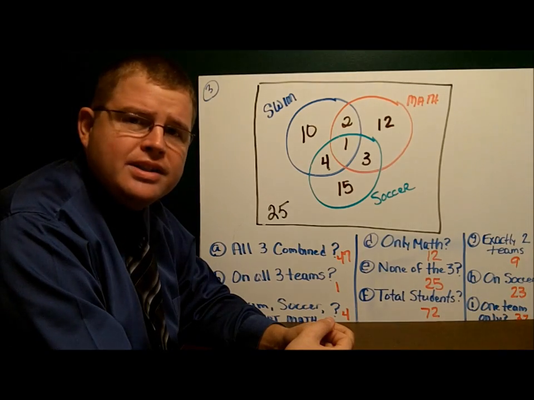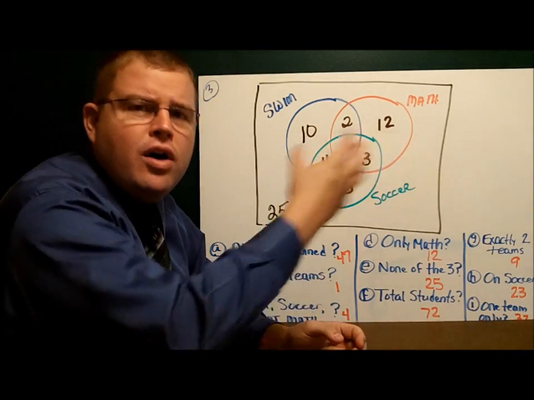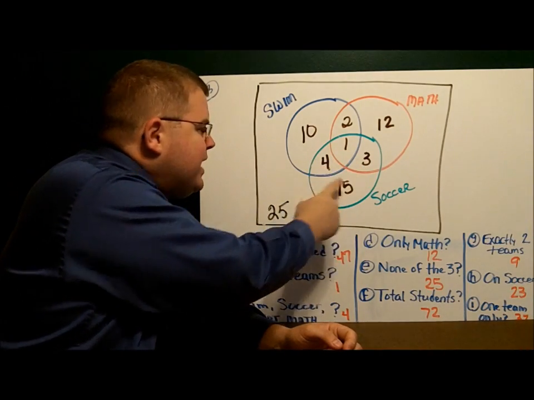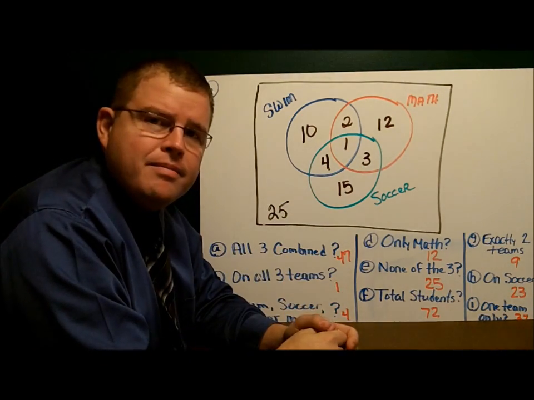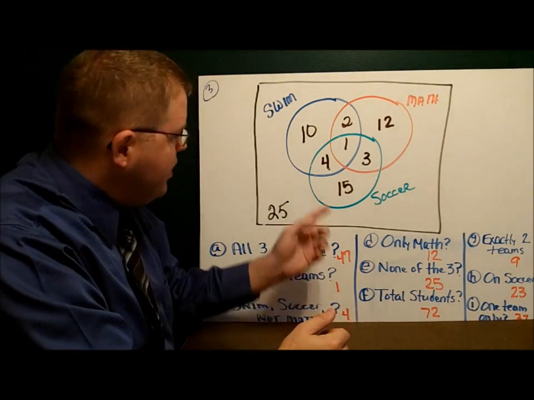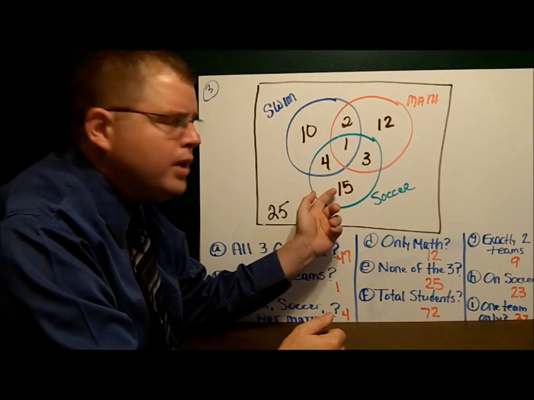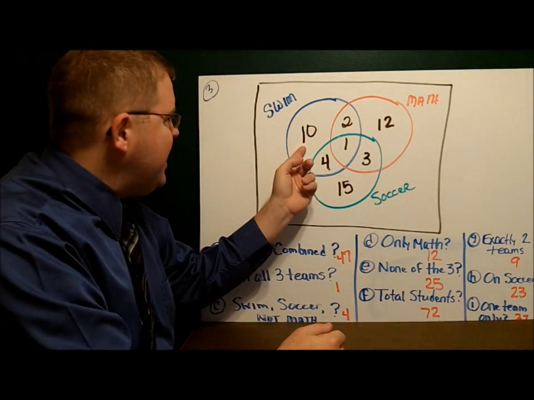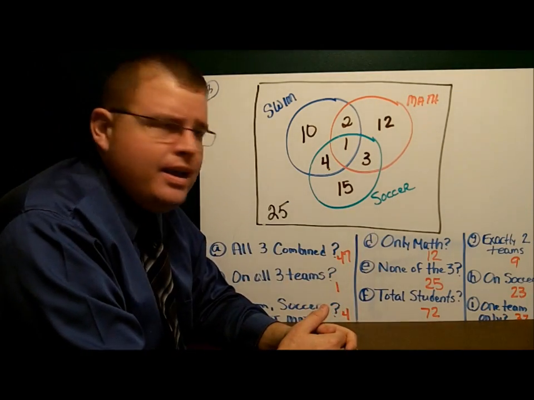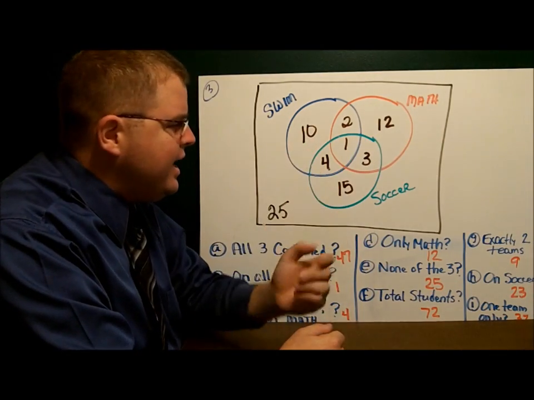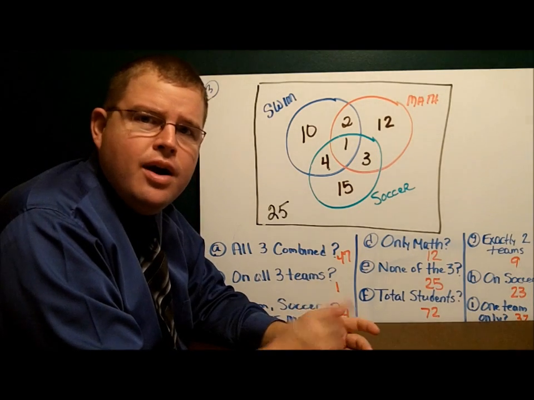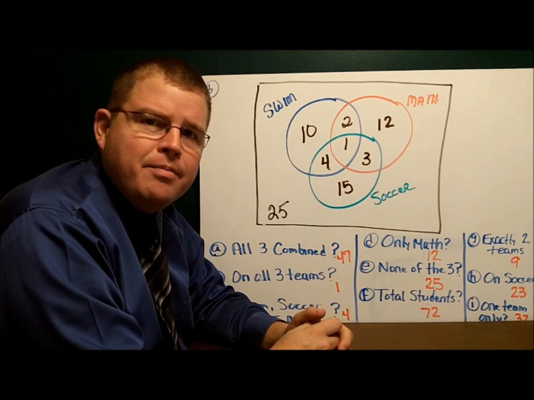How many people are on the soccer team? Count the people in all of the green circle. 15, 3, 1, and 4. That gives us a total of 23. And finally, how many people are on only one team? Well, we have these 15 who only play soccer, these 10 who only swim, and these 12 who are only on the math team. 15, 12, and 10 gives us a total of 37. 37 of the students are on exactly one team.